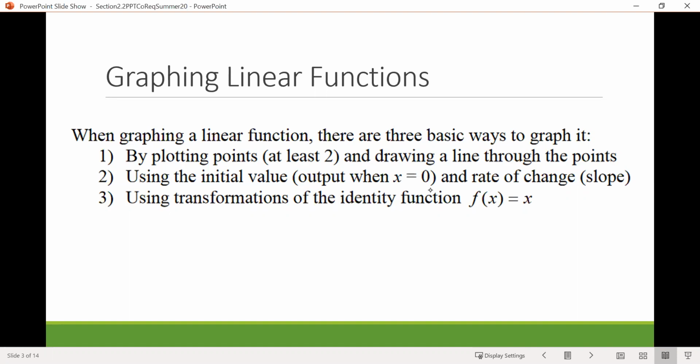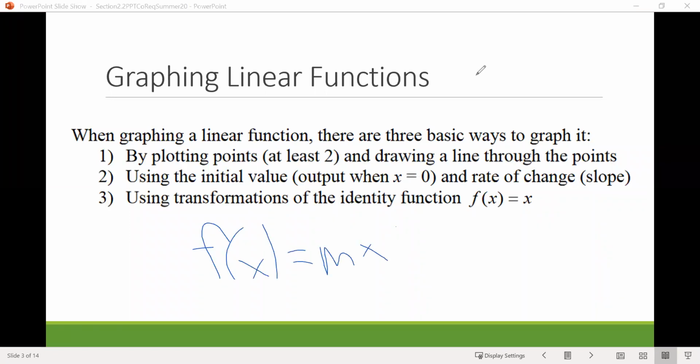The second method here is the one that we probably use the most, which is using the initial value or the starting value. Recall that that's also in the f of x equals mx plus b equation. The initial value would be that value for b there. And that's also, remember, the output when x equals 0. So we use that together with the rate of change to make the graph. And I would say, again, that is the most common method used for graphing a line.